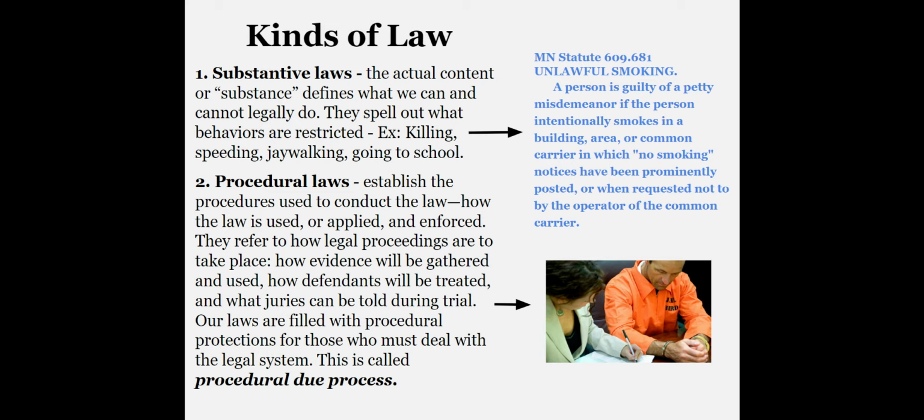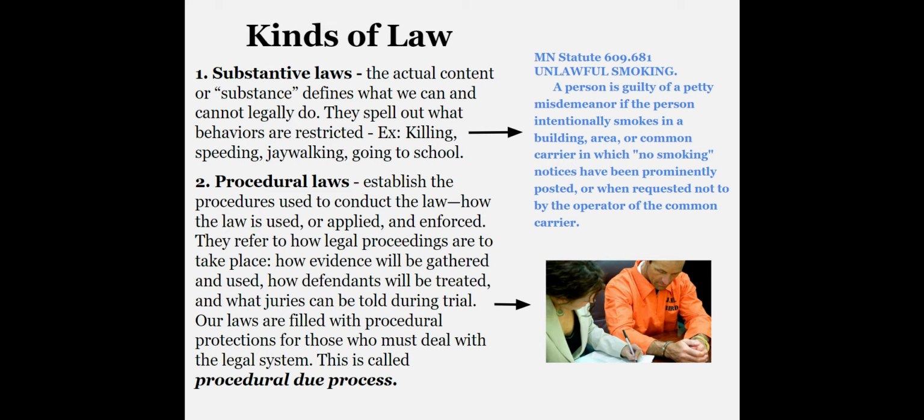In the study of law, you're going to run into all different kinds of law. So on this page, we have two kinds here, substantive and procedural. Substantive laws are those whose actual content or substance defines what we can and cannot do. Think behavioral codes or criminal codes. I know substantively that I cannot buy, sell, or distribute recreational marijuana in Minnesota.